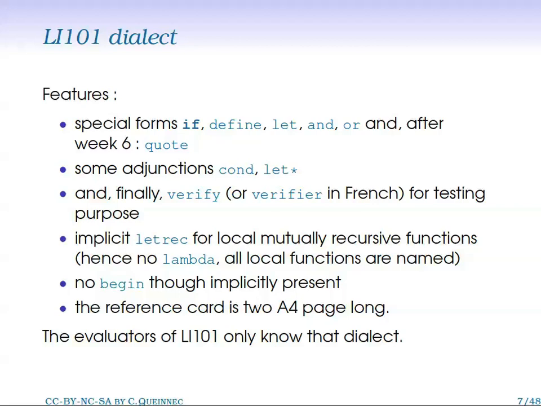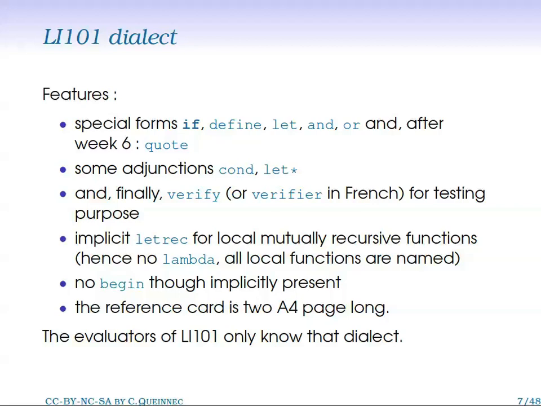There is an implicit let rec. So if you want to introduce local mutually recursive functions, you don't have to use let rec, because the syntax allows you to express that without writing let rec, but it is a let rec. We have no lambda. Every function should be named.